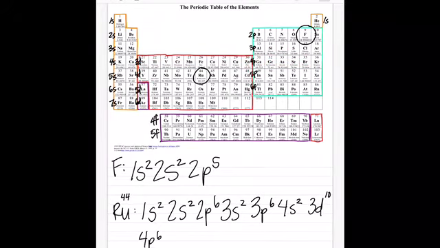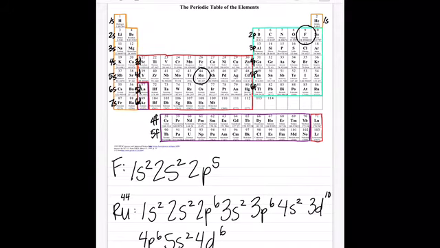I'm drawing on a second line now because I'm running out of room. After 4p6, we do 5s2, because we do both of those. And we do 4d. Now it's in 4d, so I'm not going to put the exponent up there just yet because I have to count to see what number it is in 4d. So 4d, 1, 2, 3, 4, 5, 6. So 4d6. Now, that's it. That's all you write down.